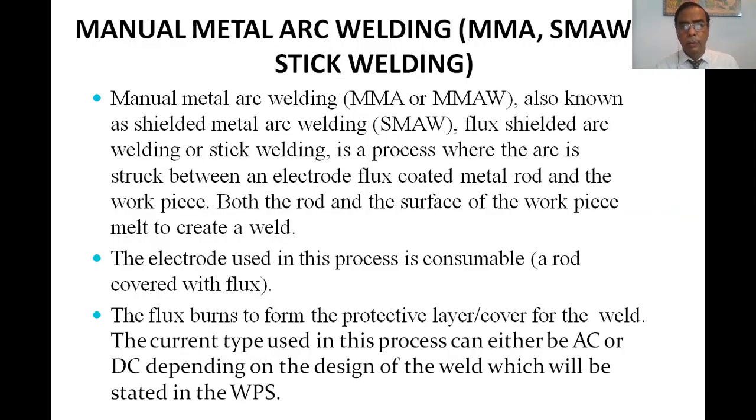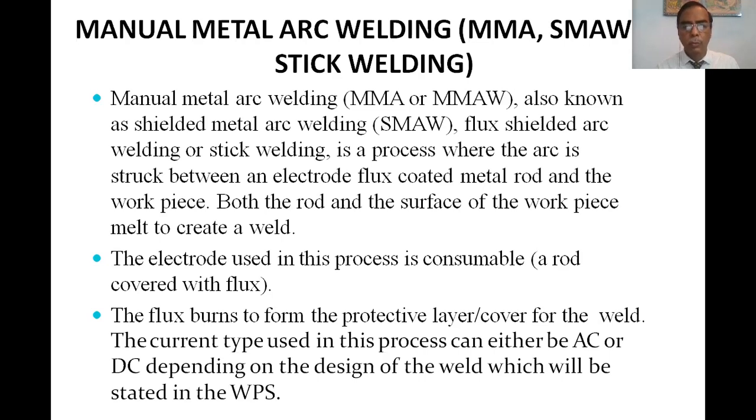Manual metal arc welding, sometimes called MMA welding, SMAW, or stick welding. Manual metal arc welding, MMA or MMAW, also known as shielded metal arc welding, flux shielded arc welding, or stick welding, is a process where the arc is struck between an electrode, a flux-coated metal rod, and the workpiece. Both the rod and the surface of the workpiece melt to create a weld.